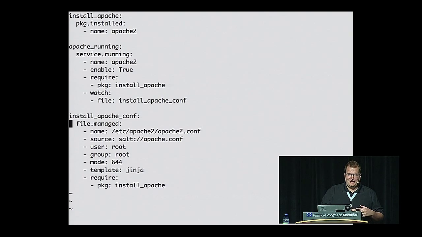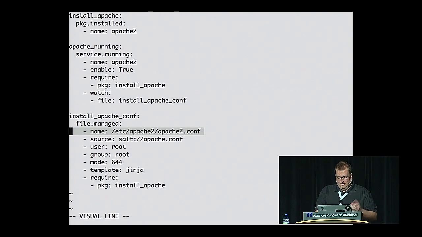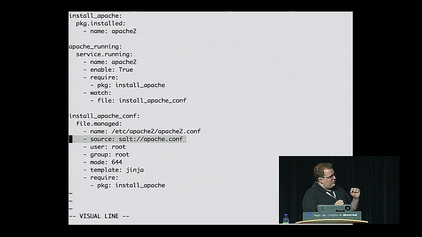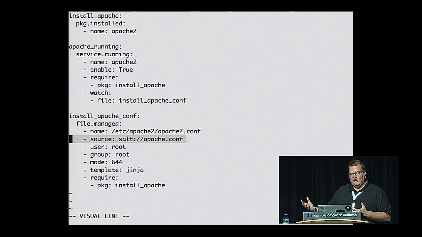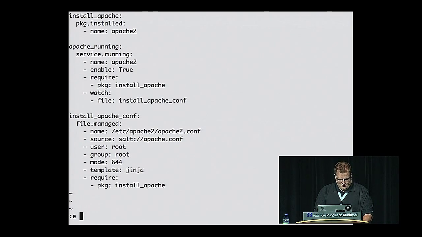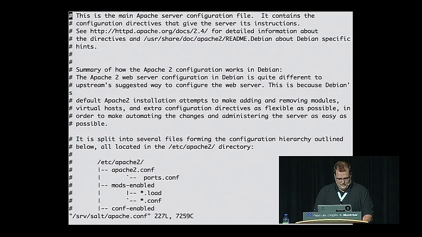So file.managed, again, we don't say file.copy, we say file.managed because we just want to define the final state of the system. Okay? So we have the name, which is the target on the system, the file name on the system. We have the source, which has a special salt:// which refers to files on the master. In fact, I can just edit that file right here. If I say edit /serve/salt apache.conf, it's right there. Got a file here.